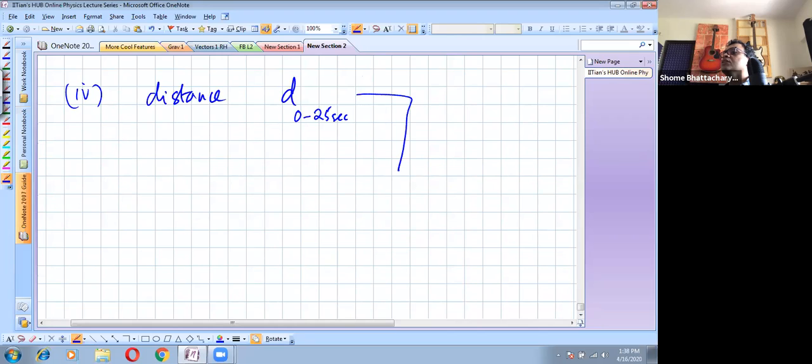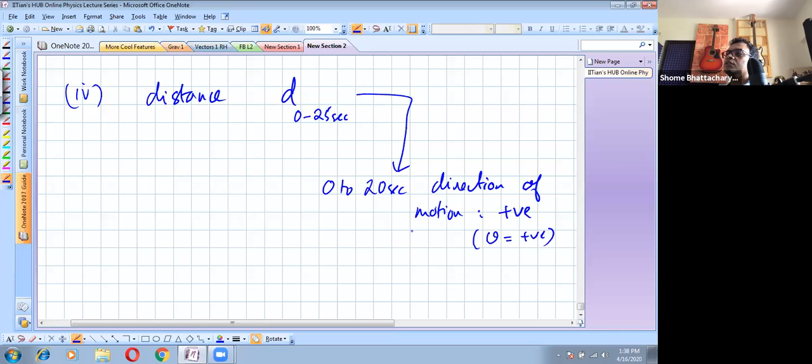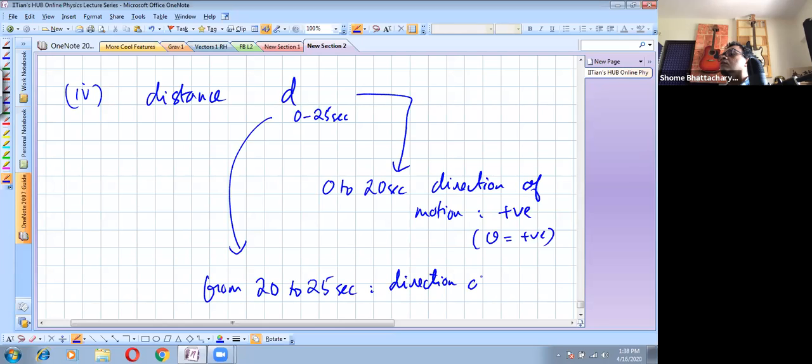Now, remember this, that during this journey, from 0 to 20 seconds, the direction of motion is positive because the velocity is always positive. It's only at 20 seconds the velocity becomes 0, and after 20 seconds the velocity becomes negative. Whereas from 20 to 25 seconds, the direction of motion reverses.